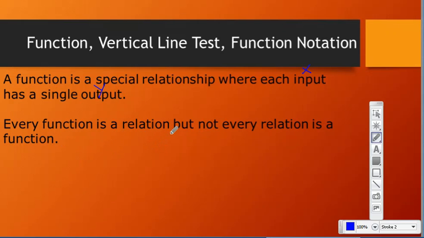Every function is a relation, but not every relation is a function. That's a pretty important thing to know. Every function is a relation, but not every relation is a function. The only time a relation is a function is if each input has a single output.